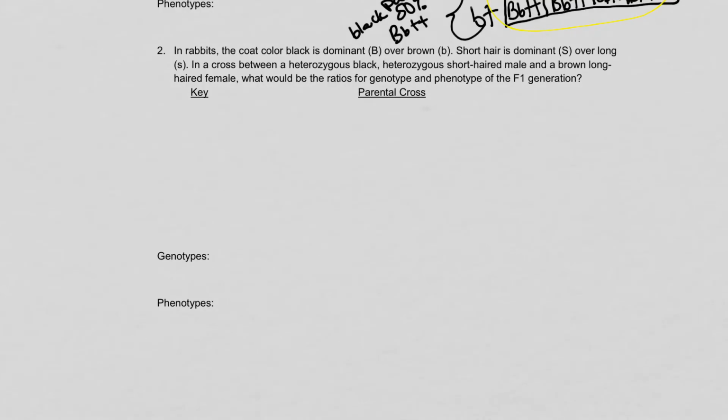All right, just a couple more of these dihybrid crosses. They can take quite a bit of time. So we've got black dominant over brown for rabbit coat, and short hair dominant over long, and the cross between a heterozygous black, heterozygous short-haired male.